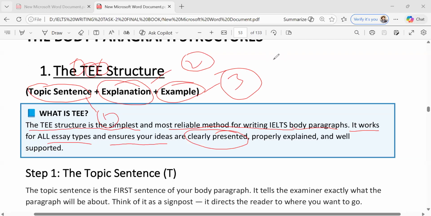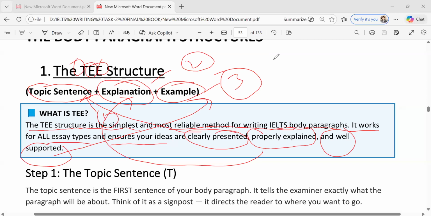Now, what I mean by clearly presented: the topic sentence, and then properly explanation, and then well supported. So well supported means you have provided an example for this. So there are three parts clear in T structure. That's topic sentence, explanation, and example. Now we're going to explain it one by one.